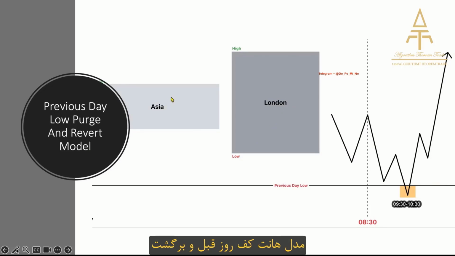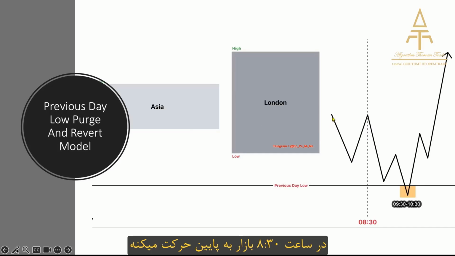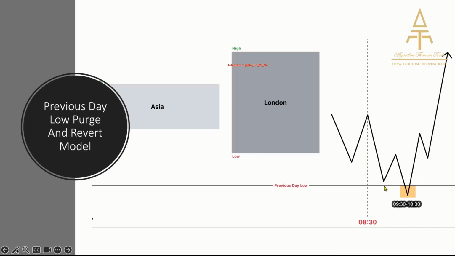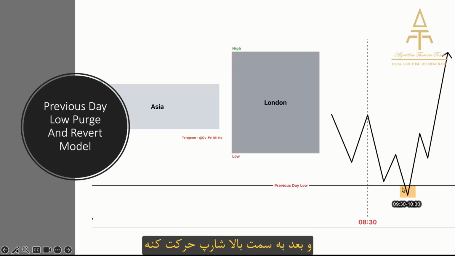And then another model is the previous day low purge and revert model, where Asia was consolidation, London took out both sides of Asia, and then we see that around 8:30 the market begins to sell off again. Into what? Into the previous day low, and then between 9:30 to 10:30 we want to see that previous day low gets taken.